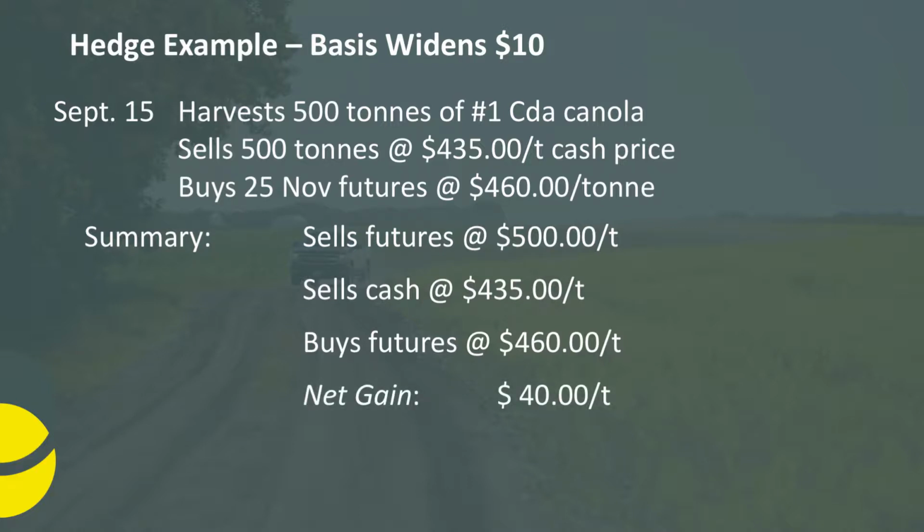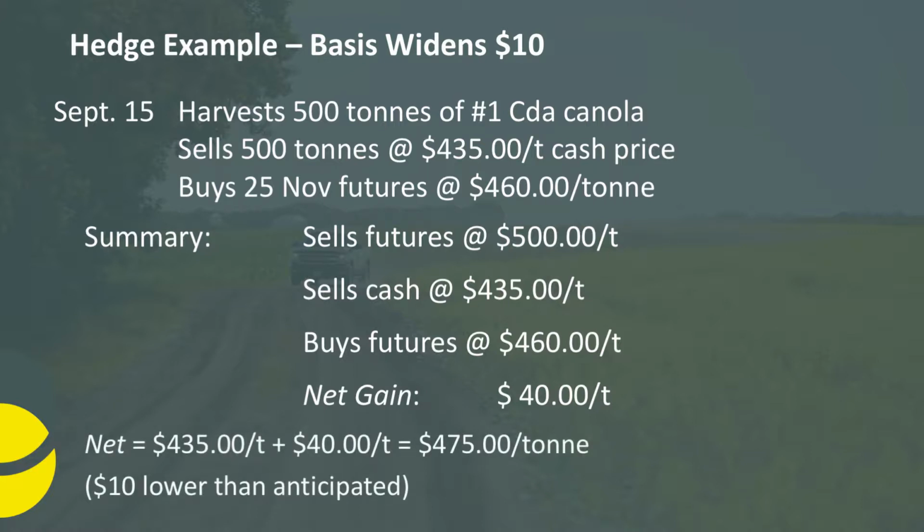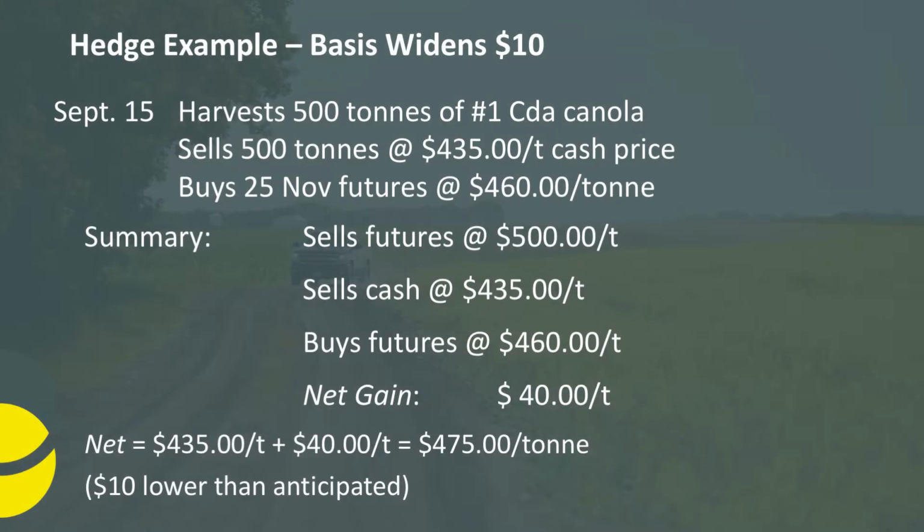However, if the basis in this case has widened out or weakened to $25 under the futures, his cash price would be $435 per ton. So again, the action on the futures side is exactly the same, but in this case, the cash price that he receives for his canola is $435 per ton. We add on our $40 gain in the futures account from the hedge, so the final net price is $475 per ton, which is $10 lower than initially anticipated.